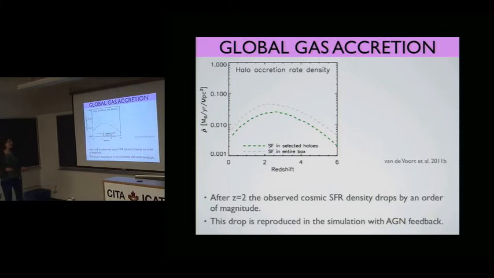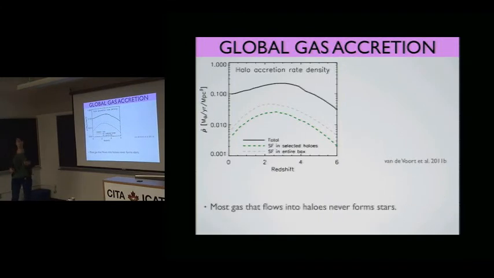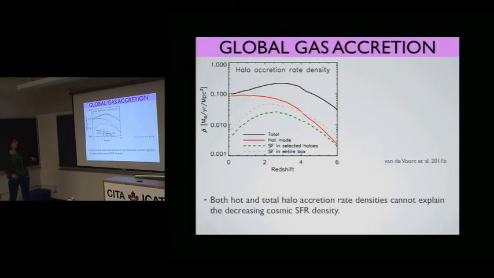So we've used this one because it's the only one that's realistic in this sense. I'm showing you the star formation rates in the simulation, and this is the halo accretion rate density. So it's much higher. It says that most of the gas that gets into a halo never manages to form stars. And now if we break that up into hot mode and cold mode, we get the following.